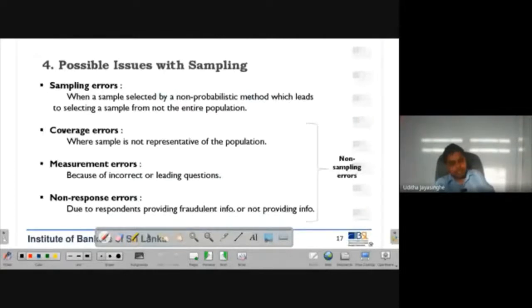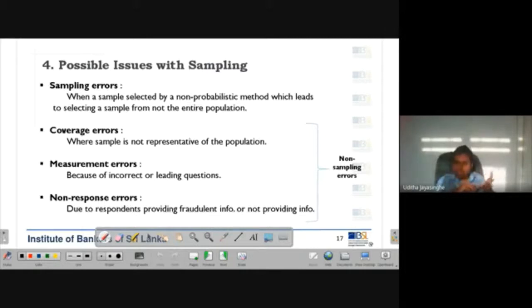Okay, before we wind up and go into the questions, now once we do this sampling, students, I told you at the beginning that there are going to be some natural issues. So the broader classification sometimes that you can put into are sampling errors and non-sampling errors. So sampling errors are errors that are going to come because of the fact that the entire population is not being chosen for the sampling. The entire population is not being chosen.